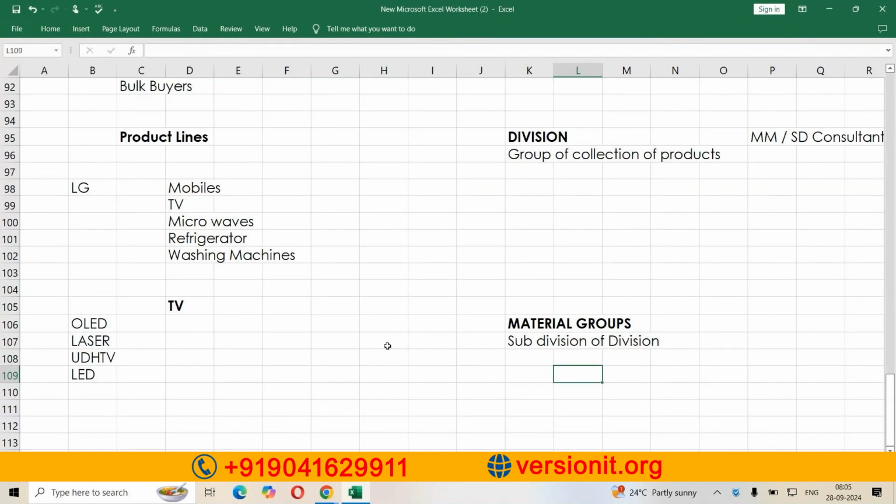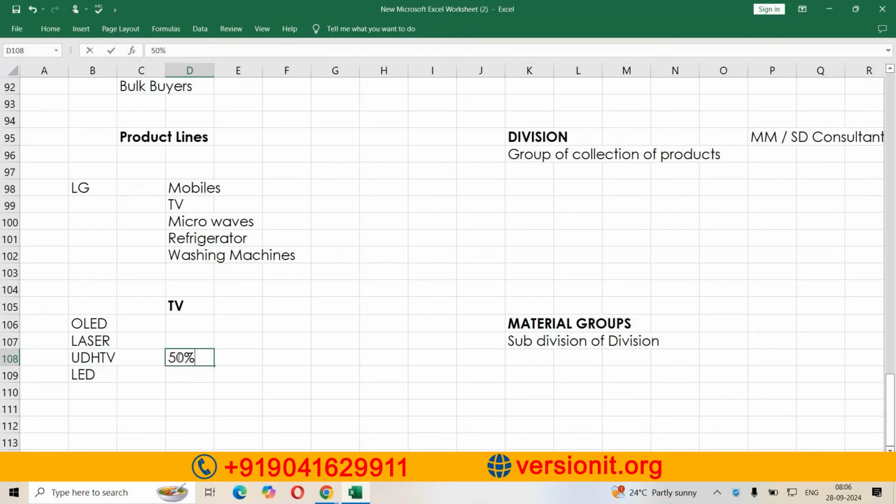So TV, we call it as a division. In TV, you're going to have different groups, so we call them material groups. And the reason why we create these material groups is for product hierarchy, or we can use this particular information to offer a sale on a particular group of material. If the company wants to offer a discount only on a particular group of materials, we can take the help of material groups.